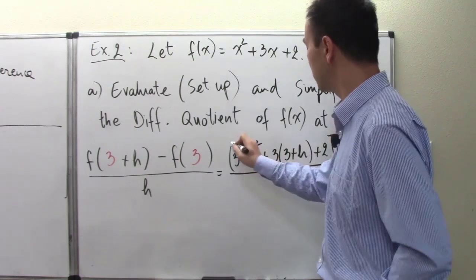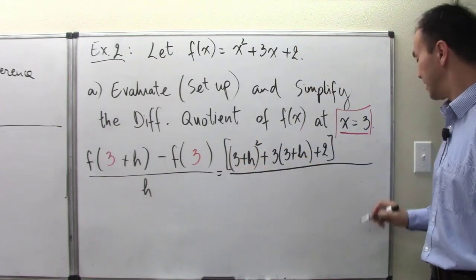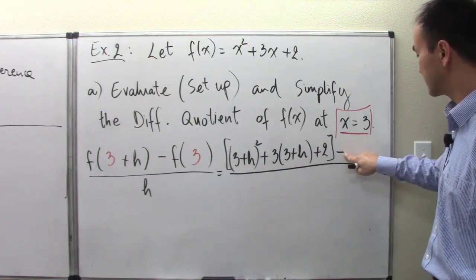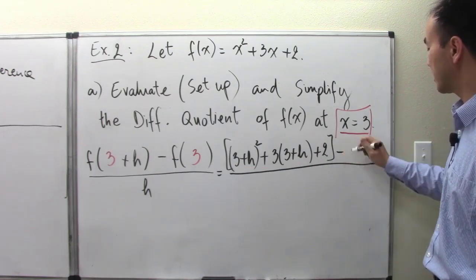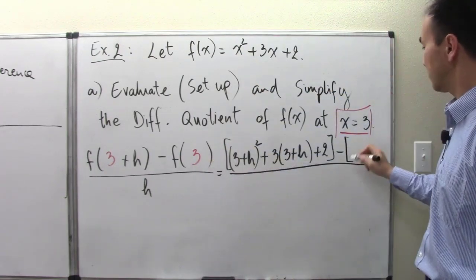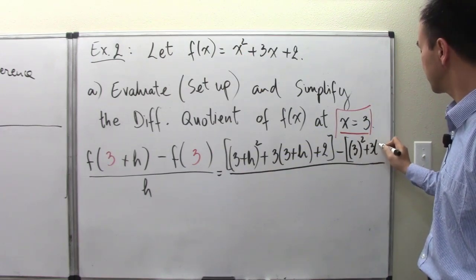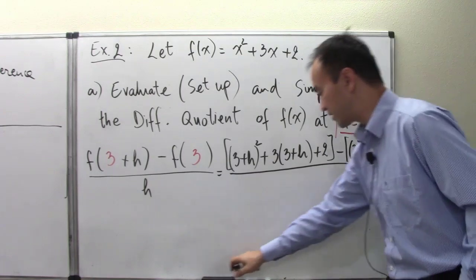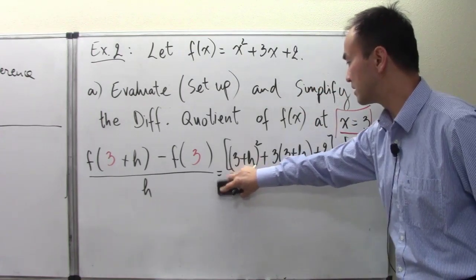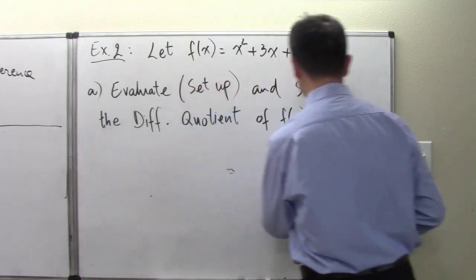This group right here is f of 3 plus h. Now I am going to subtract the function at 3, f of 3. So now I'm looking at 3 squared plus 3 times 3, and again I'm running out of space here, so allow me to write this a little narrower, in smaller writing.